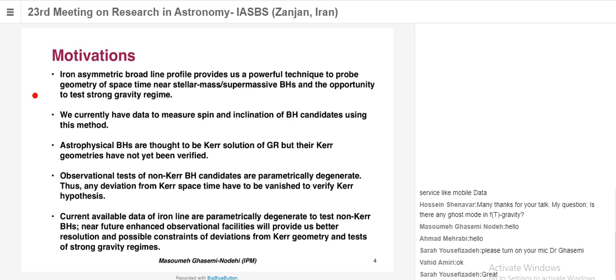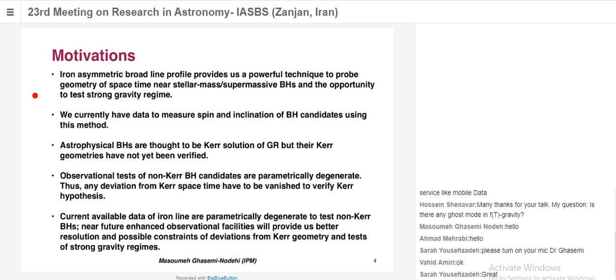On the other side, astrophysical black holes are thought to be the Kerr solution of GR, but the Kerr geometry has not yet been verified. In general, observational tests of non-Kerr black hole candidates are parametrically degenerate, thus any deviation from Kerr spacetime has to be vanished to verify the Kerr hypothesis.